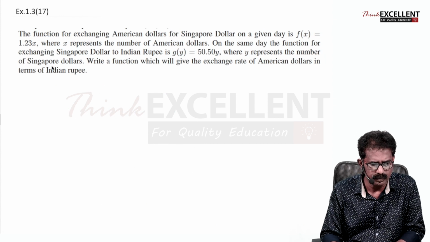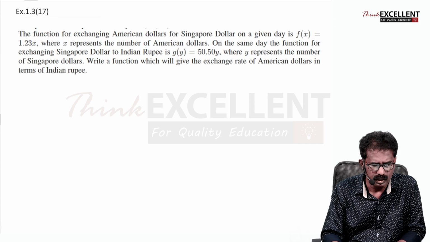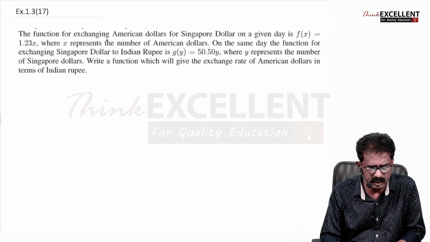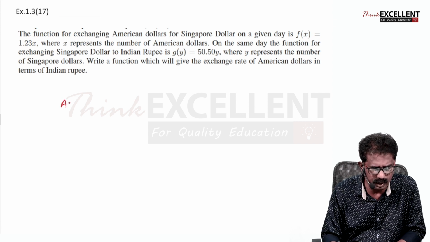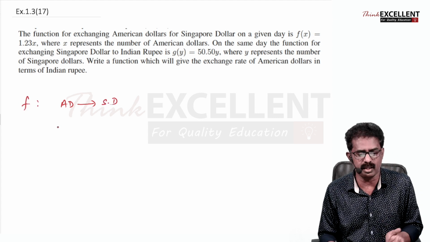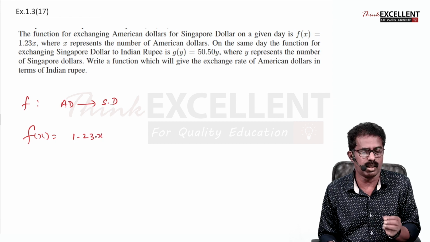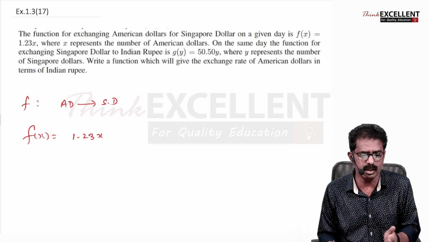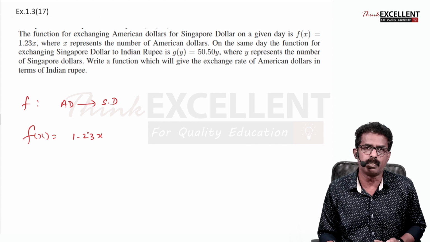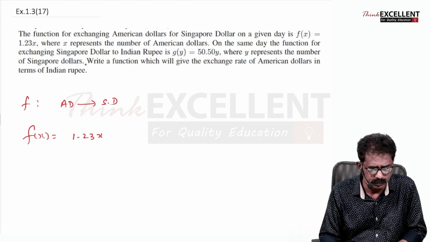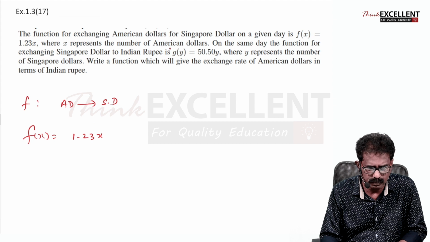Question number 17. A function for exchanging American dollar to Singapore dollar. For that there is a function f of x. So f is a function which converts American dollar to Singapore dollar. And how the conversion takes place, f of x equal to 1.23x. Here x is in American dollars. Suppose 10 American dollars, for x you put 10, 1.23 into 10, like that you can do.